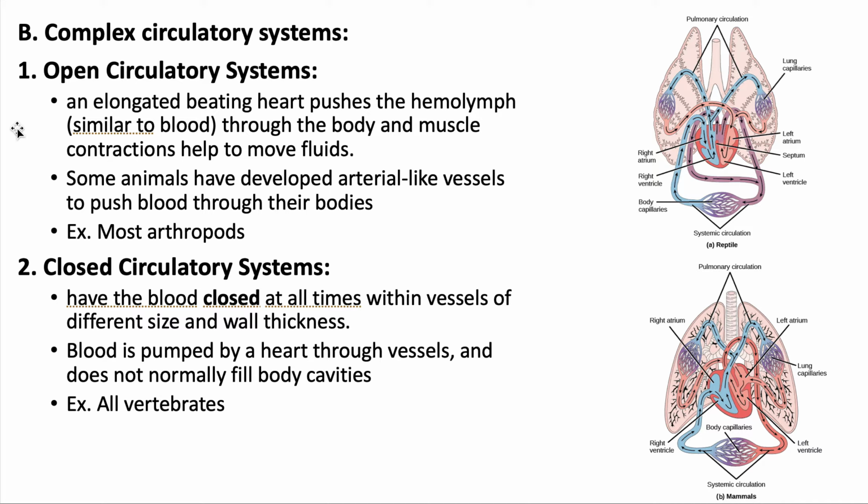Then we have closed circulatory systems, which have the blood closed at all times within vessels of different sizes and wall thicknesses throughout the body. The blood will be pumped by a heart through vessels and does not normally fill body cavities. And all vertebrates are going to have closed circulatory systems.